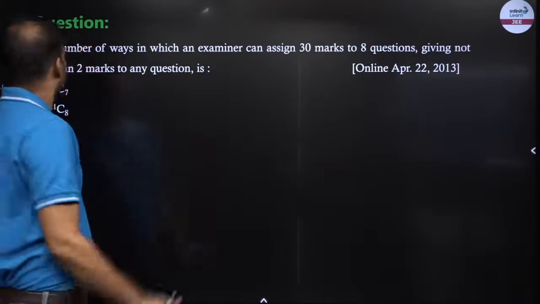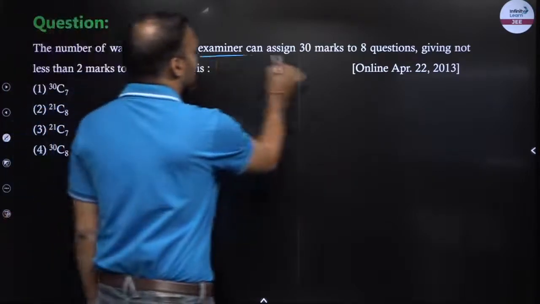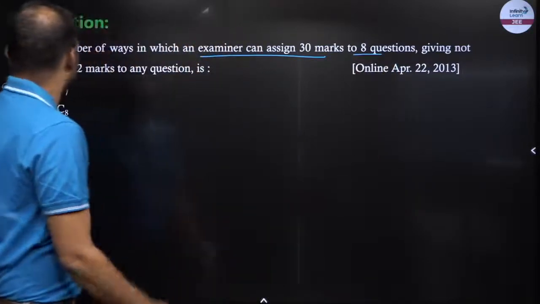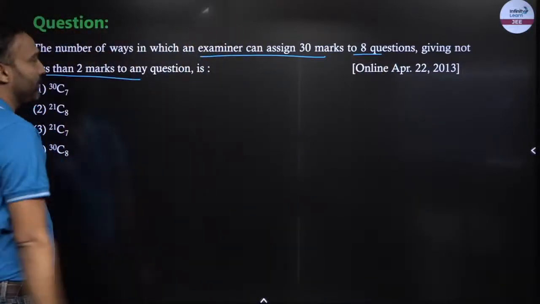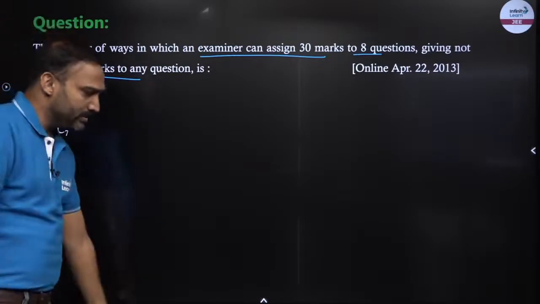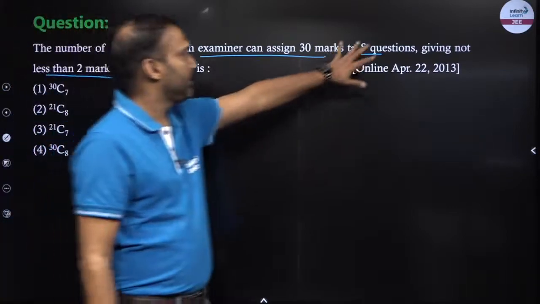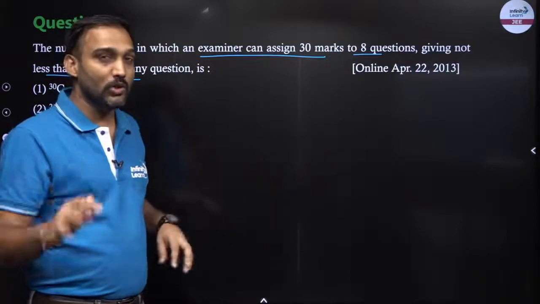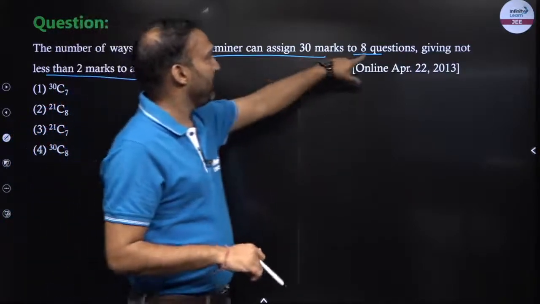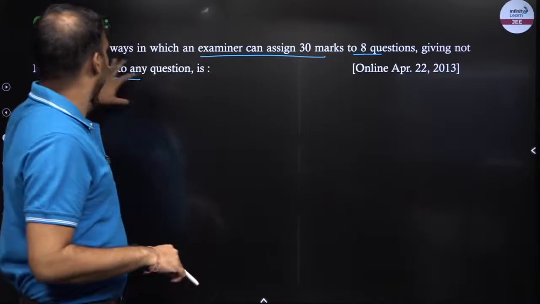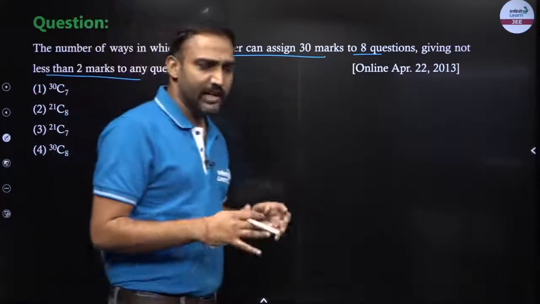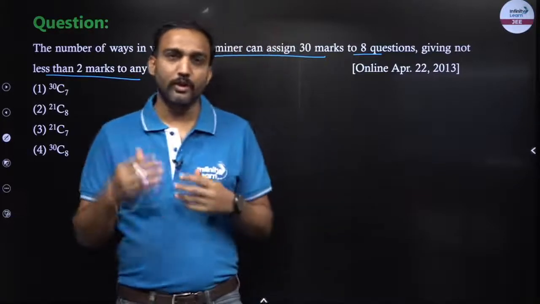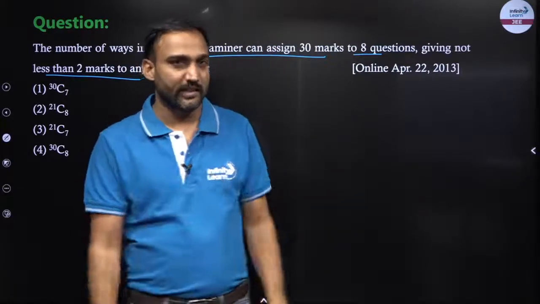Now the next question. Number of ways in which an examiner can assign 30 marks to 8 questions, giving not less than 2 marks to any question. Now see, there are 8 questions. Try to understand this question because it's a very important concept, commonly also called Bagger's theorem. Every question will be given some marks. Now all these 8 questions are distinct, right? They are not the same. Question number 1, question number 2, question number 3, they all are distinct things.